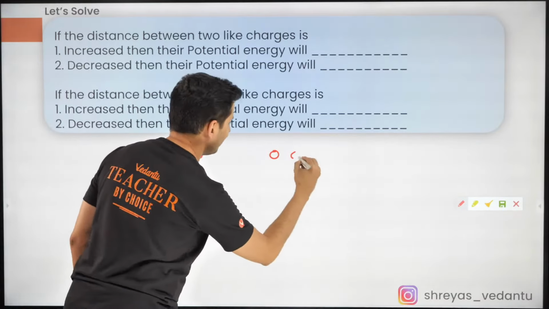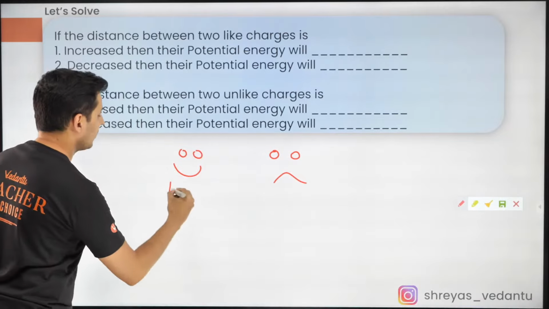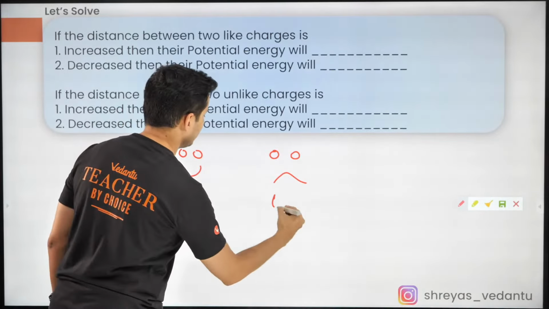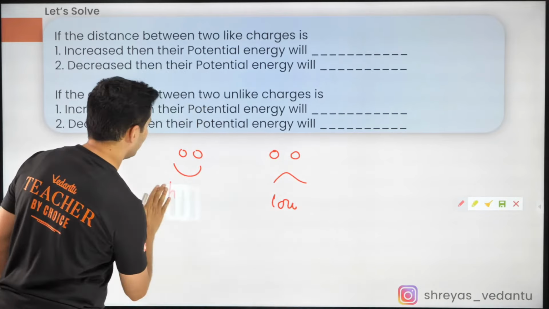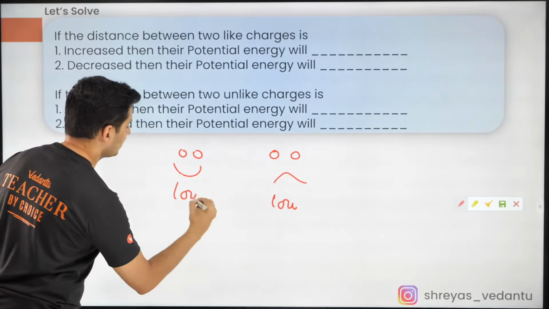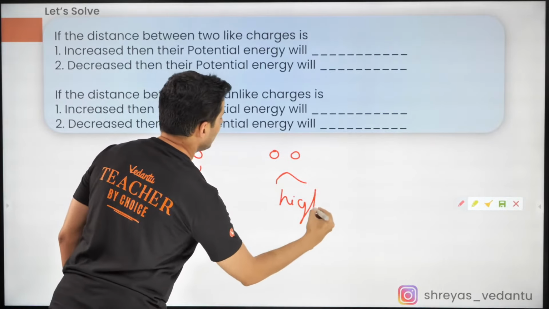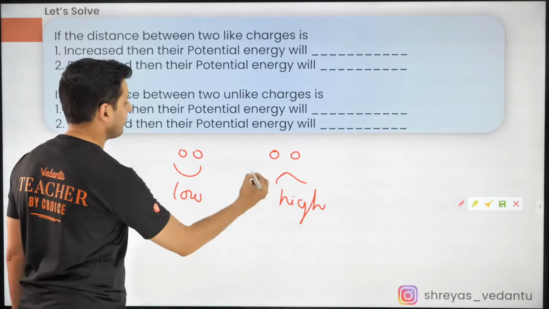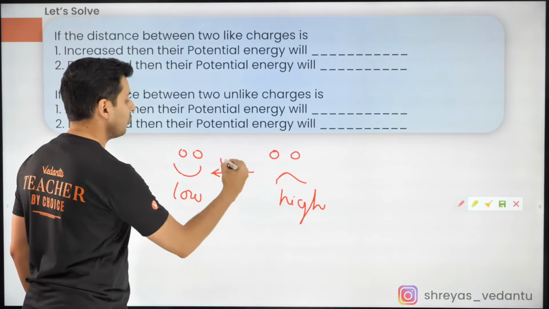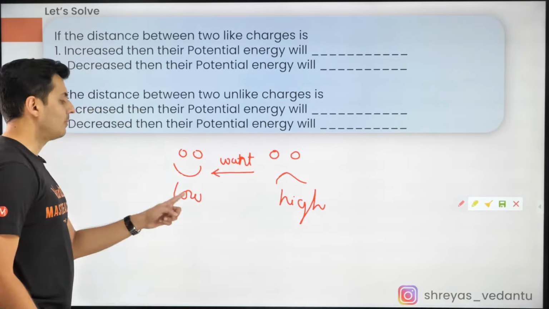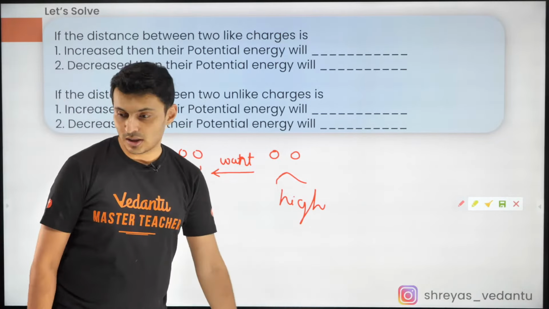No, don't clap your hands. Okay, if you're happy, then you have low potential energy, and if you are sad, then you have high potential energy. Remember that. Everybody wants to be happy by getting low energy. That's what the logic is.